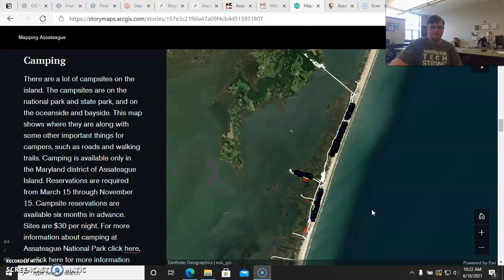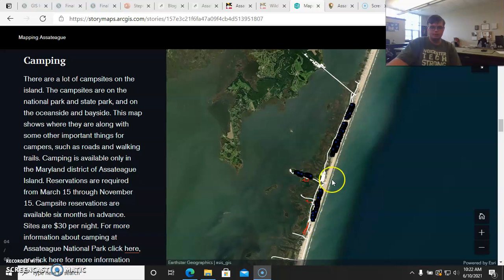Next, the campsites that are on the island. This map includes the campsites for the state and national park, alongside other things such as the roads and walking trails. When we were going to make this map, the only maps that we could find were for the national park campsites, which are down south.